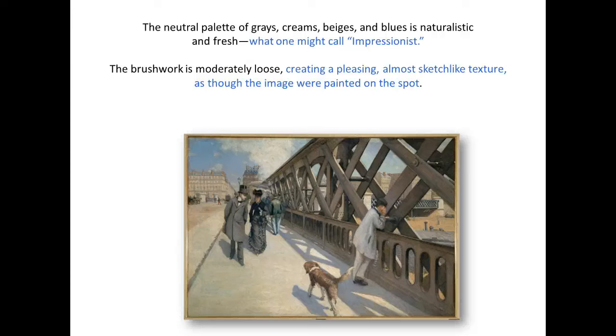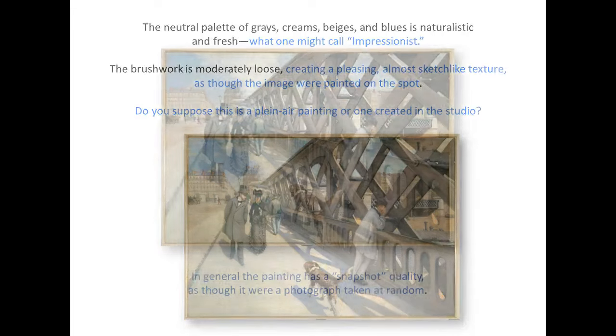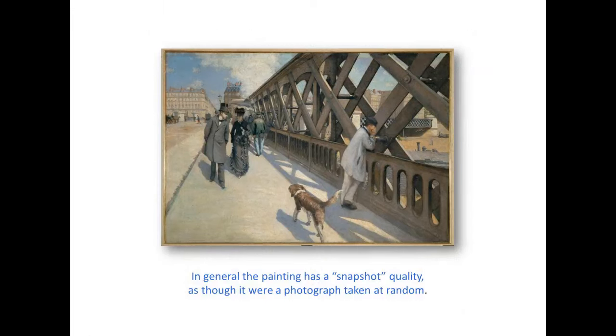The brushwork is moderately loose, creating a pleasing, almost sketch-like texture, as though the image were painted on the spot. Do you suppose this is a plein air painting, or one created in the studio? In general, the painting has a snapshot quality, as though it were a photograph taken at random.